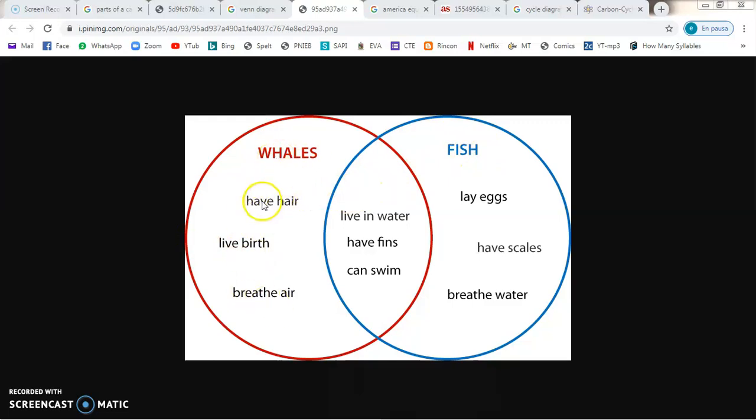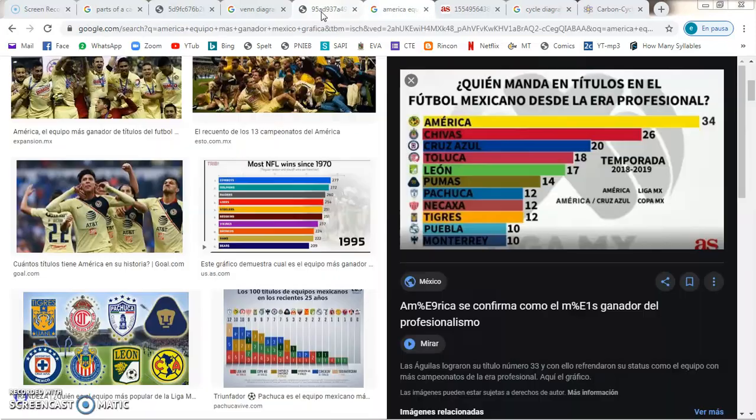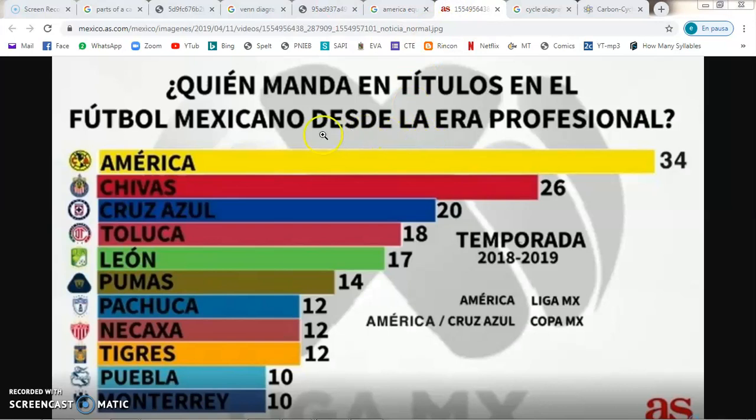You know, whales have hair, they give birth, they breathe air. Fishes lay eggs, have scales, breathe water, and the things that they have in common is that they live in water, have fins, and can swim. The bar graph, in this case, helps us to measure. For example, this chart here. Who is the team that has gotten more titles in soccer in Mexico? Well, this is a chart that helps you to measure that.